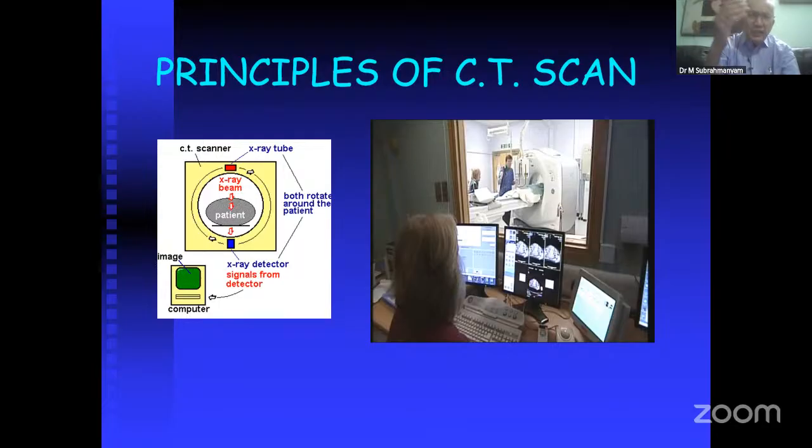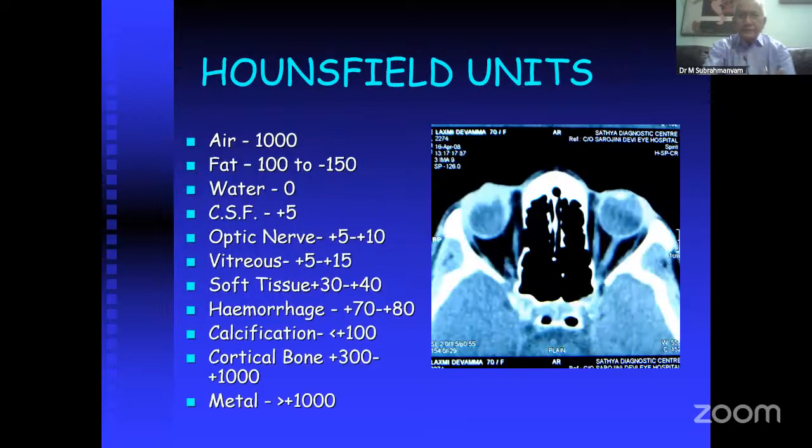Different tissues attenuate the X-rays as they pass through at different levels. These attenuation values, otherwise known as Hounsfield units, tell us what structure we are looking at. If the value is minus 1000, that's the lowest. Metal and thick cortical bones have plus 1000, and all the other things are in between the two.